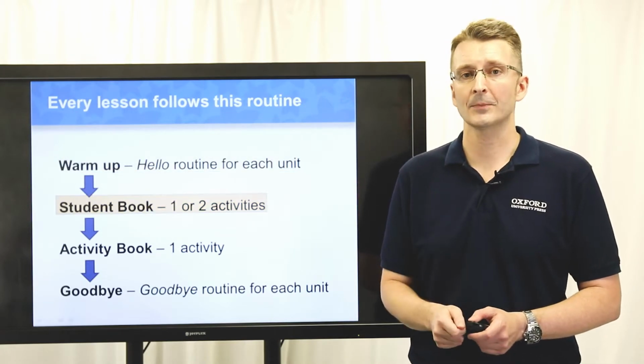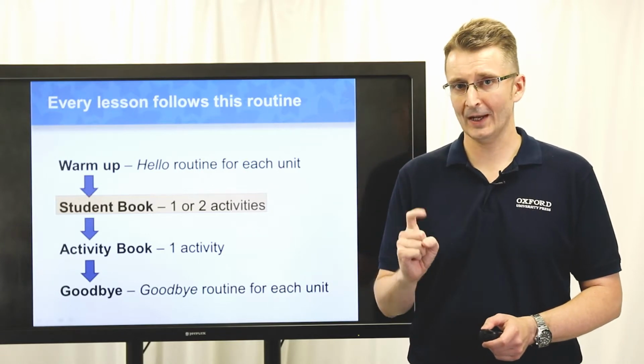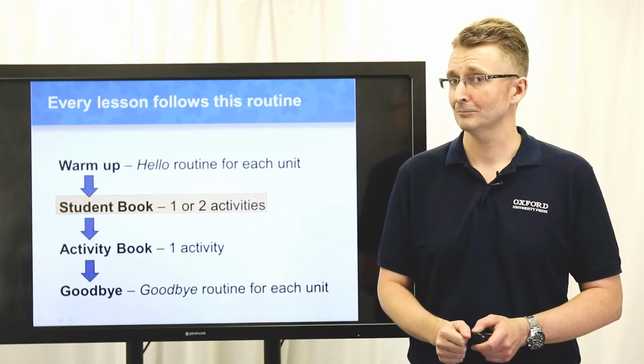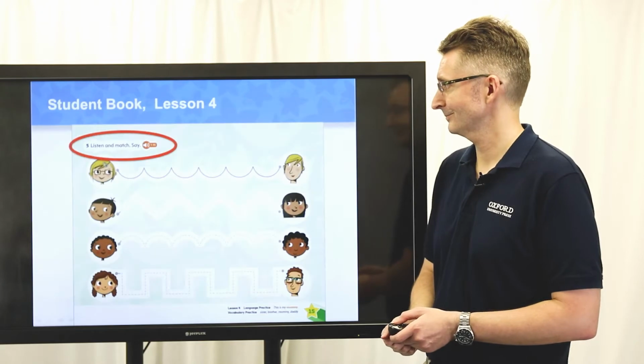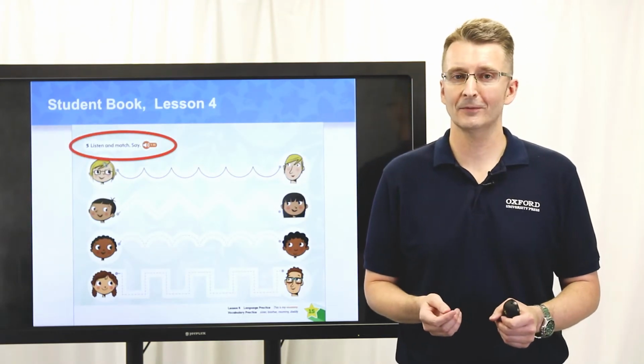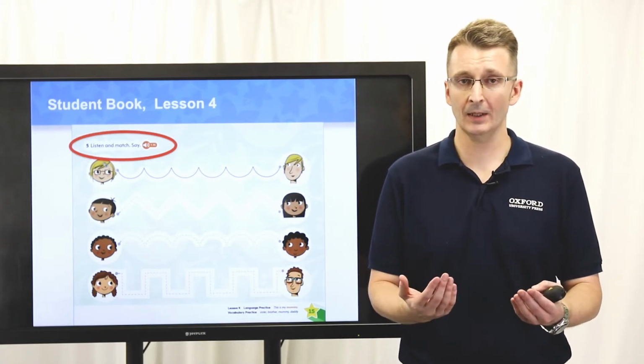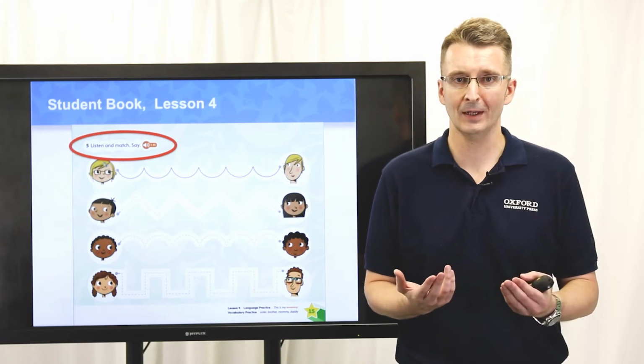After the warm-up comes the main section of each lesson. In Lesson 4, there is one activity in the student book. Let's take a look. Here it is. In the student book in Lesson 4, students will keep working with the language that was presented to them in the song in Lesson 3.